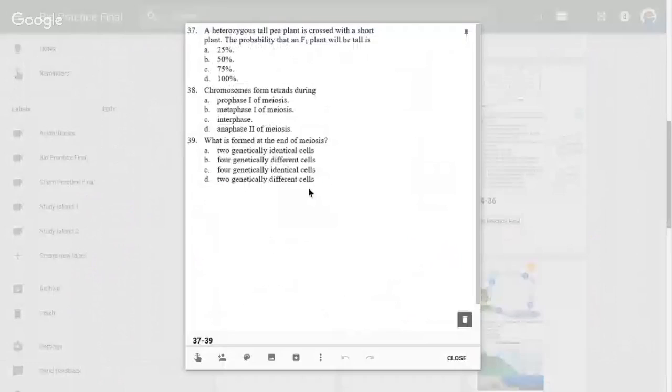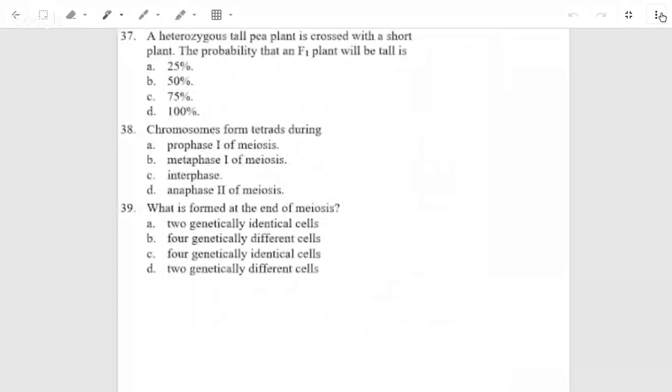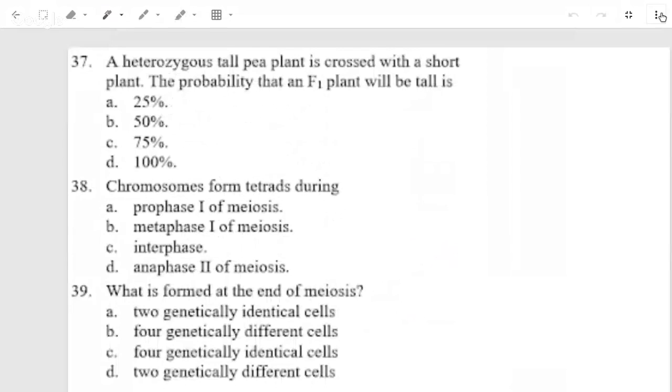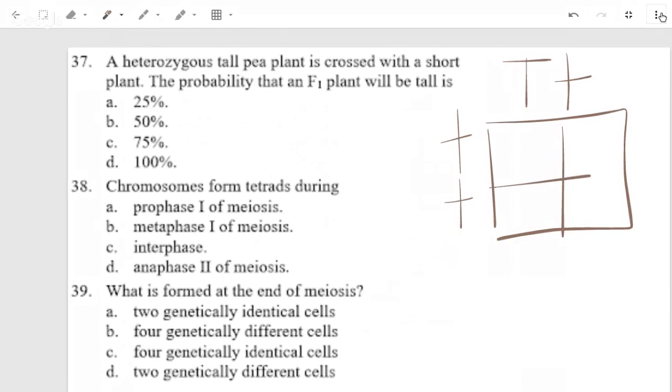This was the last one Michael was asking about. A heterozygous tall pea plant is crossed with a short plant. So heterozygous tall, we just saw what that looks like. That's big T, little t. It's crossed with a short plant. Short plant must be little t, little t. The probability that an F1 plant will be tall is what? F1 just means this first set of offspring, these guys right here.